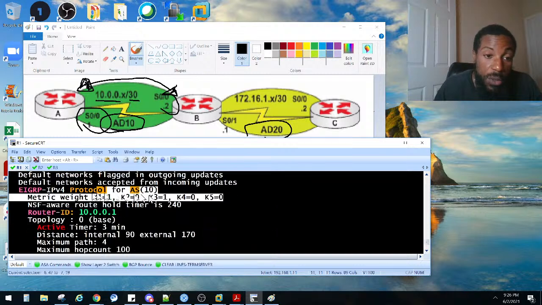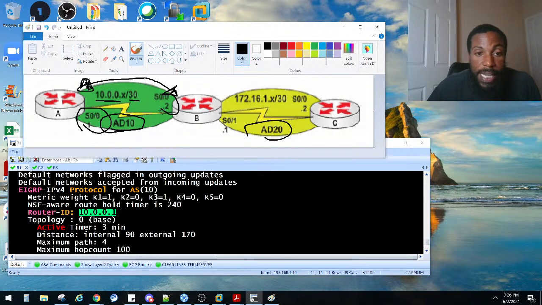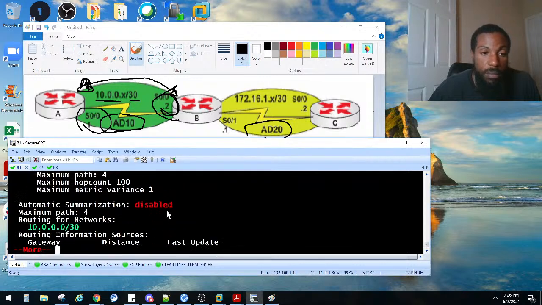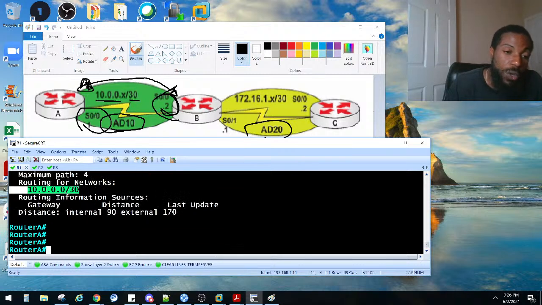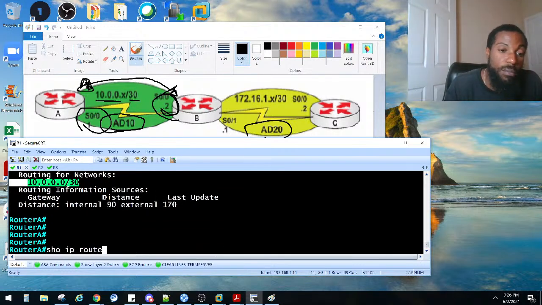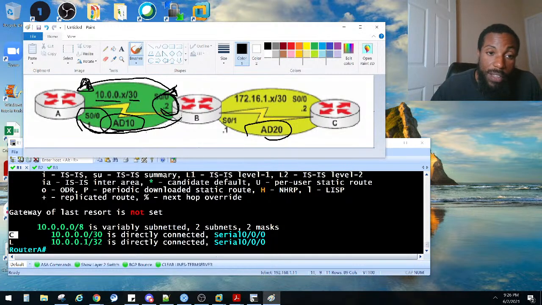We have the K values set. That's by default, right? K1 and K3 are set to 1. The other ones are set to 0. This is our router ID 10001. What else can we say about that? Theoretically, his is going to be 10002, right? That is the administrative distance, 90. He is not going to know any routes because he hasn't learned anything from EIGRP yet, right? We'll see. We only know about the 10 network, so he only knows about this network right here.